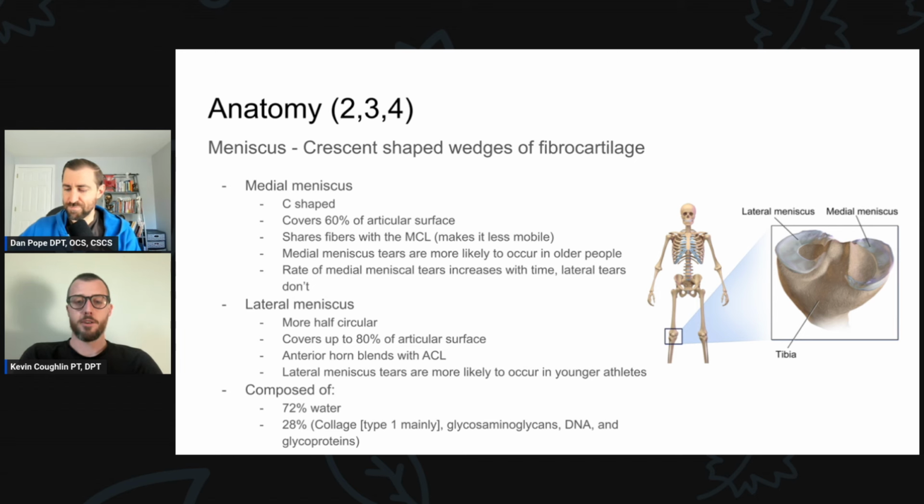Lateral meniscus tears are more common in younger athletes. So where the medial meniscus seems to be more of that chronic degenerative tear, the lateral meniscus is more common in the ACL population and in traumatic injuries generally. And then just a little bit about what it's composed of: 72% water, and then there's a lot of collagen, type 1 mainly, and then some other glycoproteins as well.